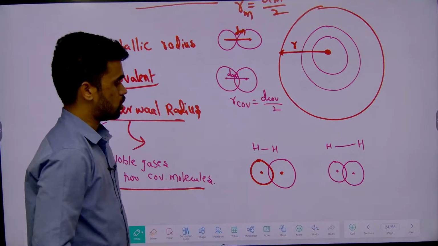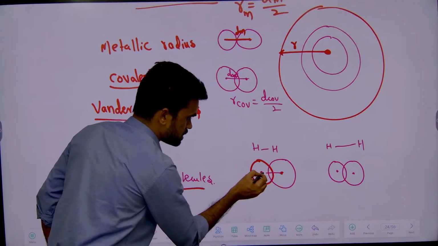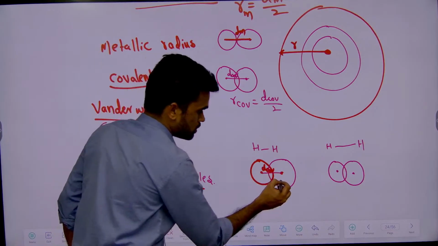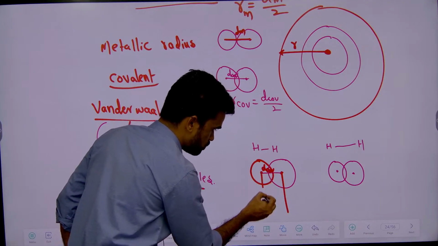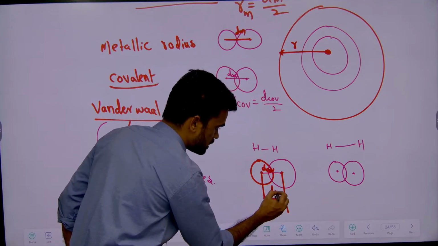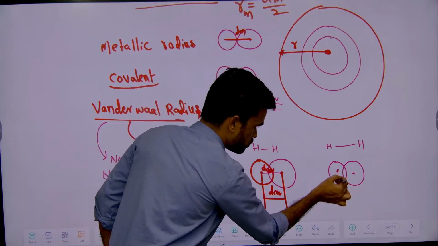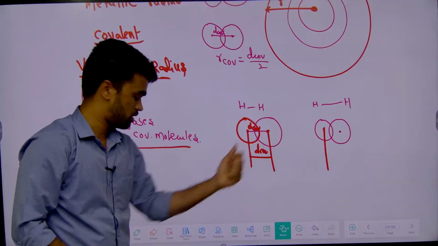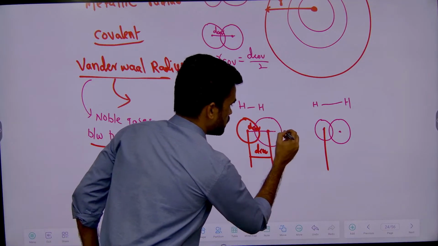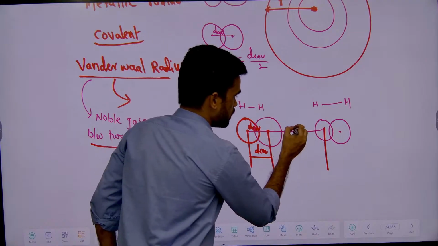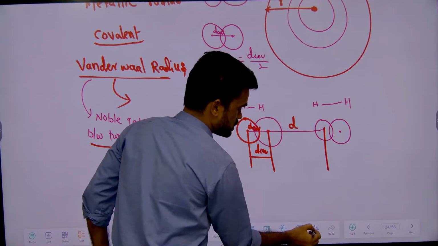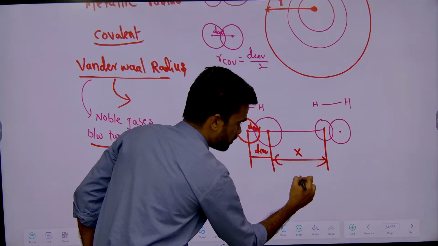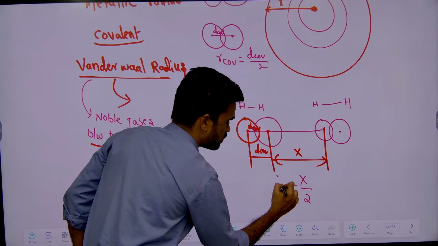Like this. Okay. Now we know what this distance is called? D covalent. Right? So from this point to this point, this is D covalent. Now from this point to this point, it means I am considering two adjacent molecules. This is one molecule, the other molecule. So the distance from here to here is some distance x. What is this distance? X. Now half of that x is considered to be the van der Waals radius.